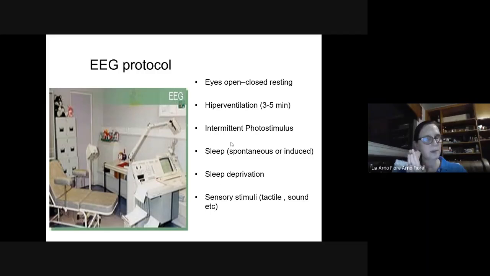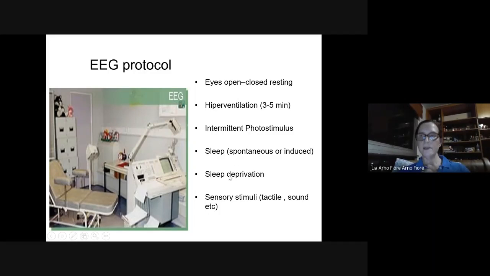Then, of course, we want to see the patient awake and the patient sleeping, because most epileptiform activity is seen in sleep or during this transition from awake to sleep. The sleep can be spontaneous or induced. You can use drugs like sedatives. Another activation is sleep deprivation.